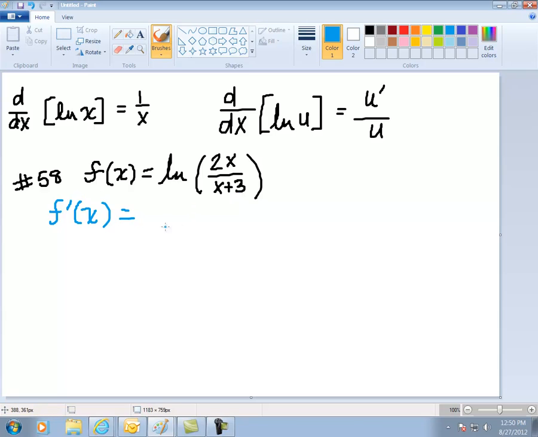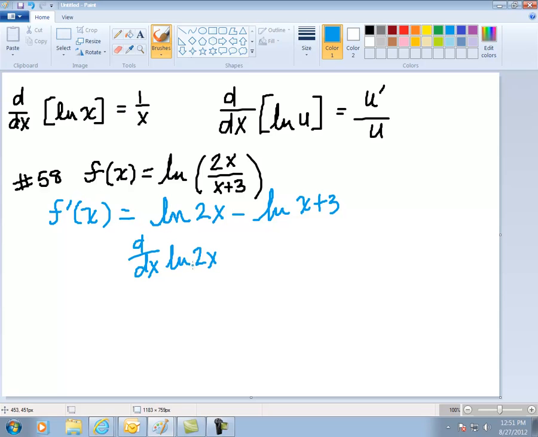But the easiest way to do it is to go ahead and apply our rules of logarithms, which tells us division goes hand in hand with subtraction. So I can rewrite this as the natural log of 2x minus the natural log of x plus 3. And now I'm taking the derivative of this whole thing. So now I can simply take the derivative of each piece, starting with the derivative of the natural log of 2x.